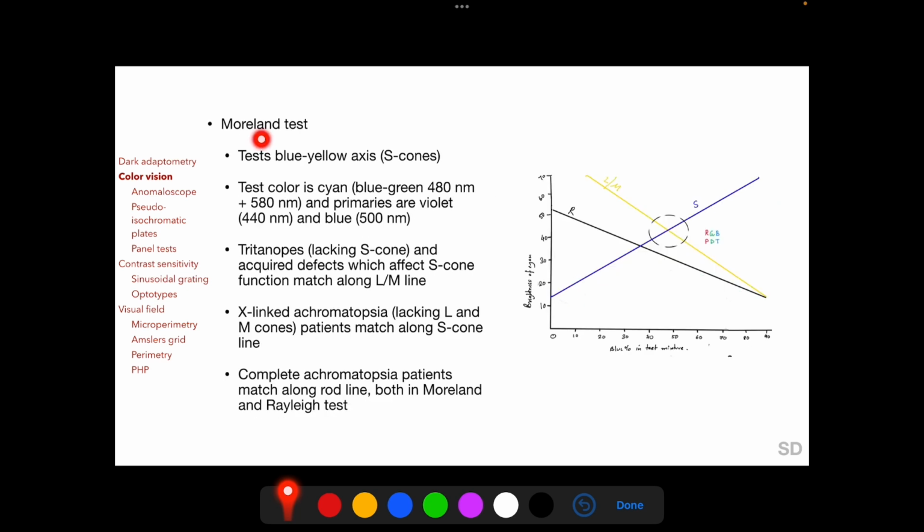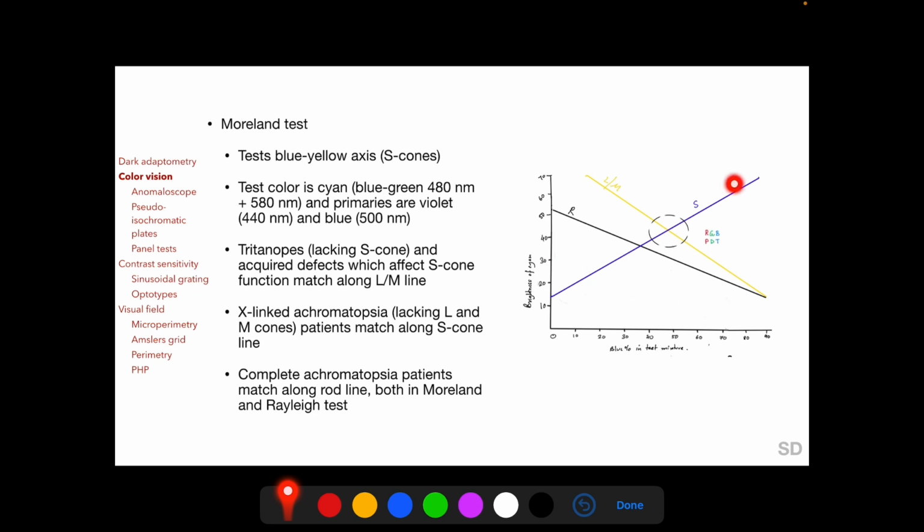In the Moreland test with the anomaloscope, the blue-yellow axis is assessed, which is served by the short wavelength or S cones. The test color is cyan, which is actually a mixture of blue and green and whose brightness is plotted along the y-axis, and the primaries are violet and blue, which can be mixed in various proportions by the patient to match the brightness of the cyan.